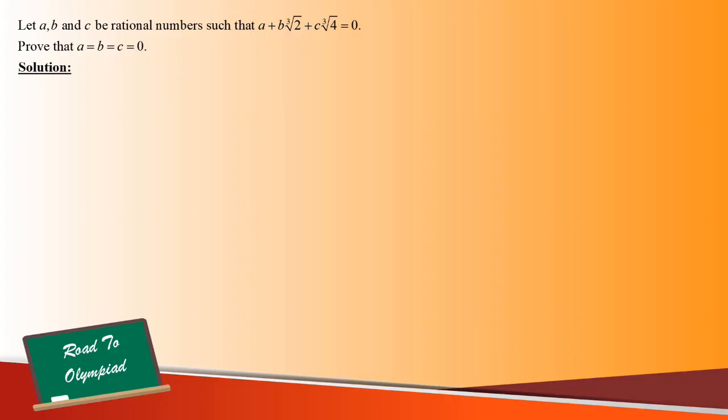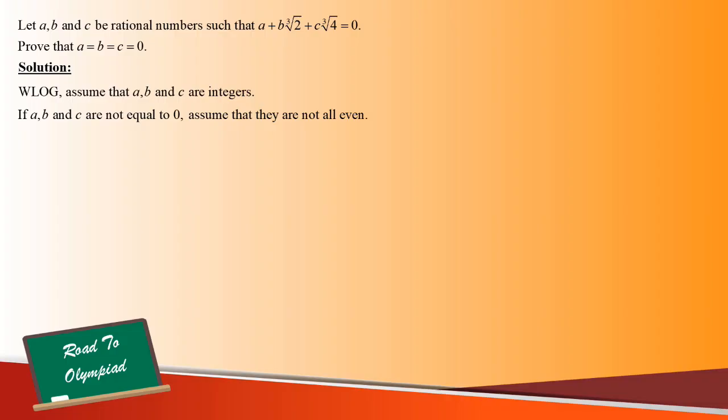To solve this problem, without loss of generality, we can assume that a, b and c are all integers. This is because if they are rational numbers, we can always multiply the entire equation by the lowest common multiple of the denominators and turn the coefficients into integers. Now, if a, b and c are not equal to 0, we can further assume that they are not all even. Else, if they are all even, we can divide them by the greatest common power of 2 to make at least one of them an odd number.